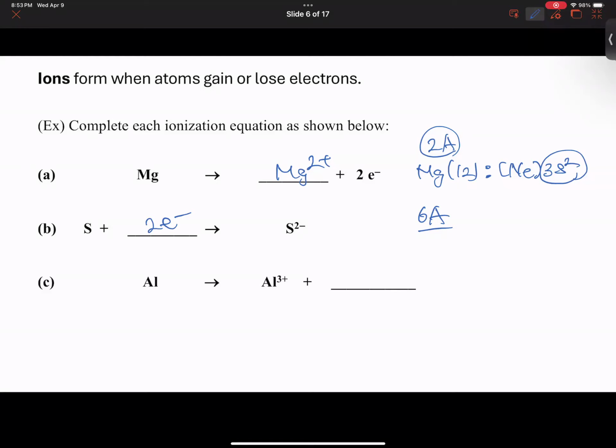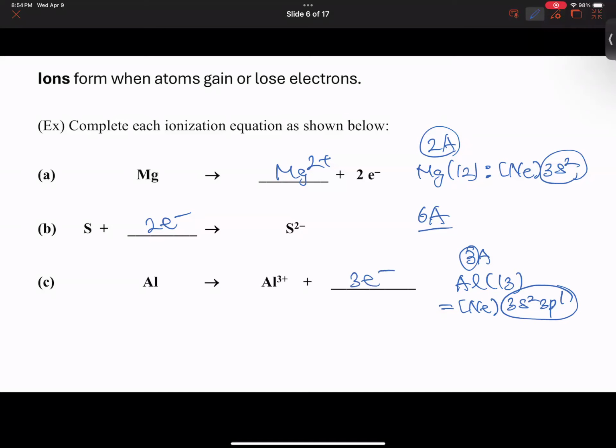Aluminum has 13 total protons, 13 electrons. It belongs to group 3A. It has 3 valence electrons. Aluminum also has a neon core and 3s2 and 3p1 electron configuration. So total 3 valence electrons. So it is losing 3 electrons, becoming aluminum 3 plus.